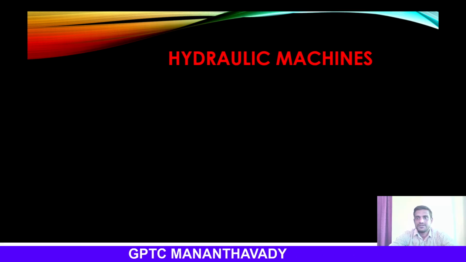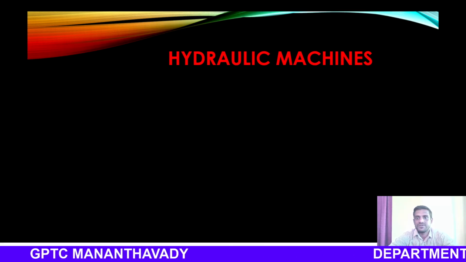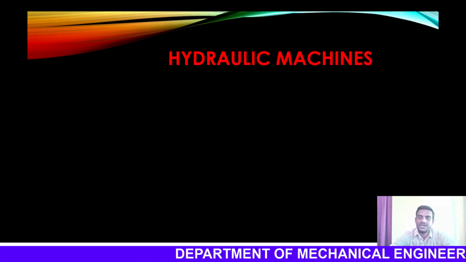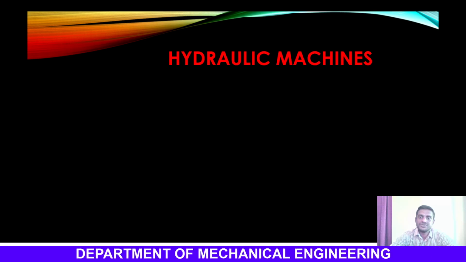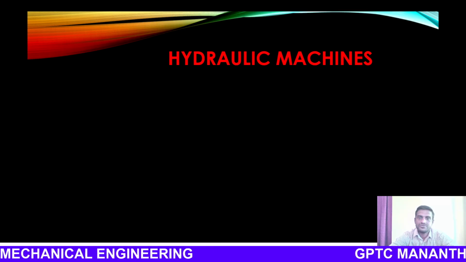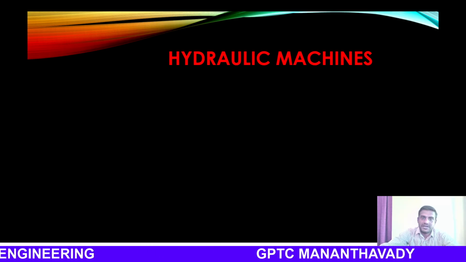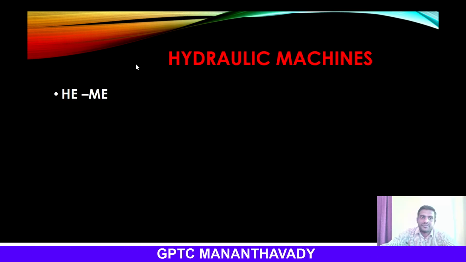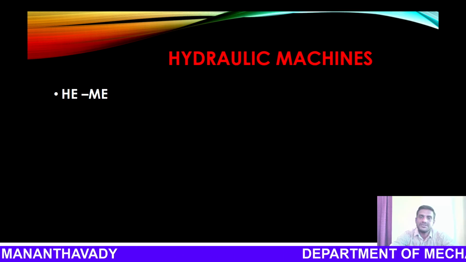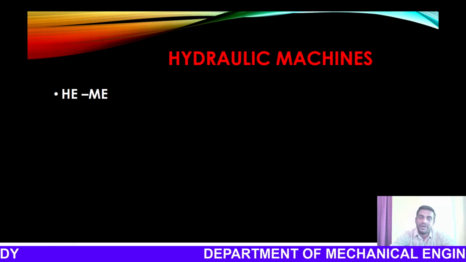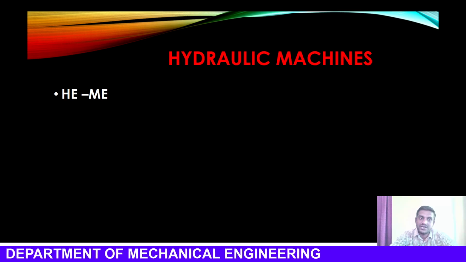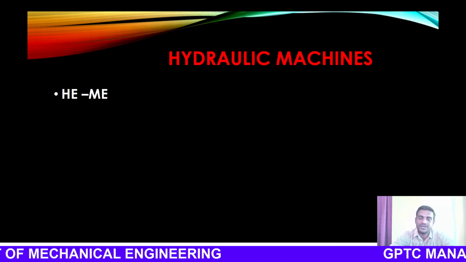So if we give it an input energy form, it will be converted to an output energy form. Hydraulic machines are used to convert hydraulic energy from one form to another form. So hydraulic machines means that device which is used to convert hydraulic energy. Hydraulic energy may be converted to mechanical energy, or mechanical energy can be converted to hydraulic energy.